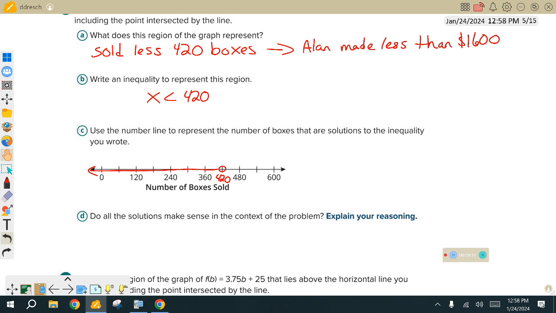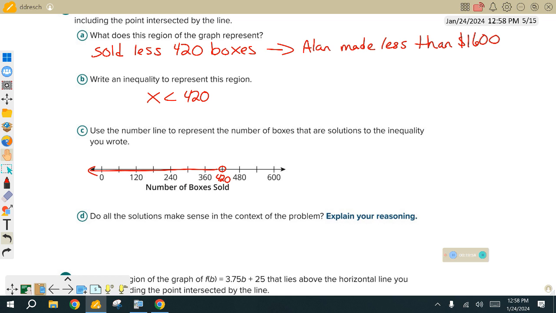Now we talked about this yesterday. I think it was a school bus problem. And I said, hey, negative 25 students. Did we say negative 25 students made sense? No, because can we have a negative student there? No. So here, we shaded less than 420 boxes. Do all the solutions here make sense in the context of this problem? Can I have right here sold 3.5 boxes? No. Unless you cut it in half. Can I do that? No. Can I sell 2 1/4 boxes?